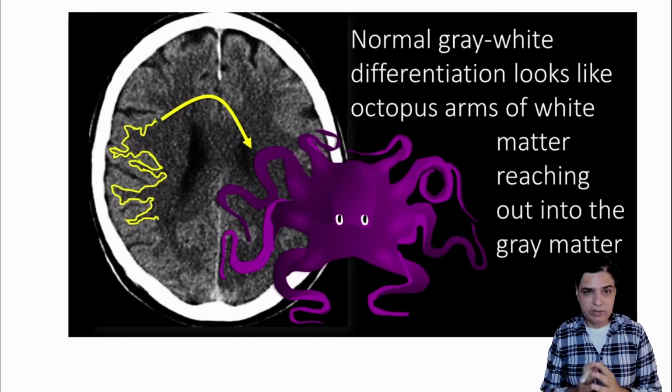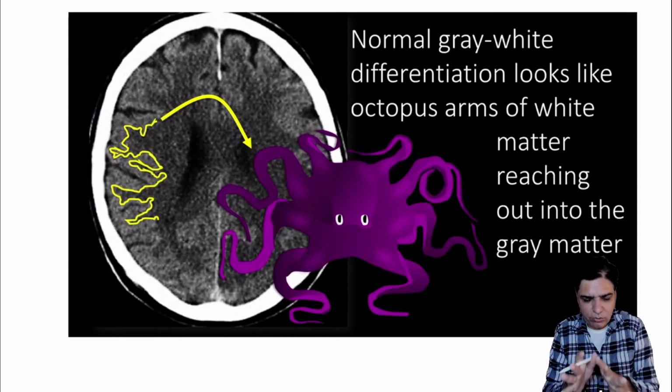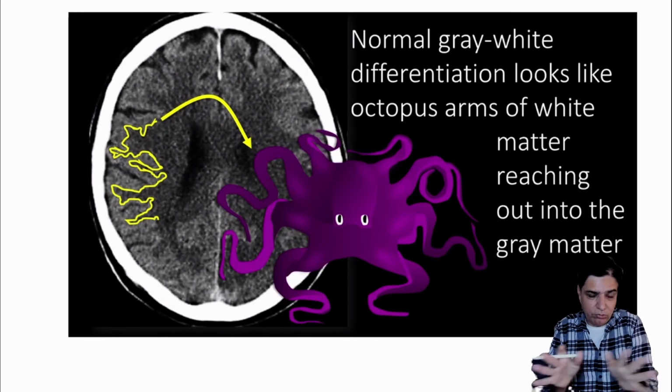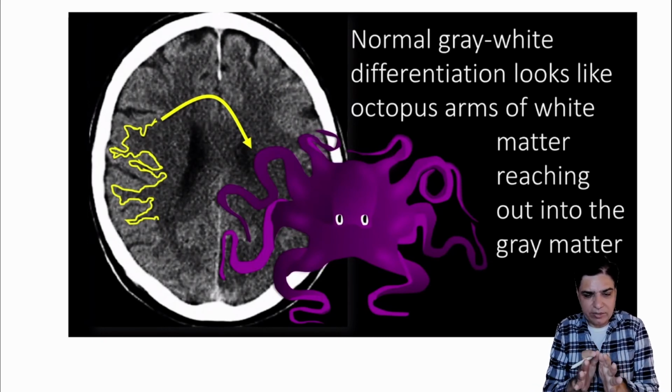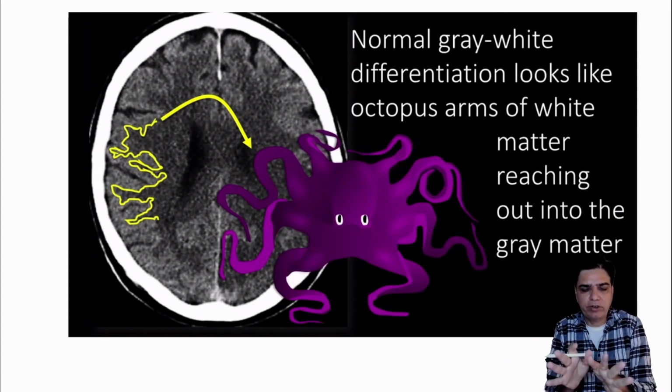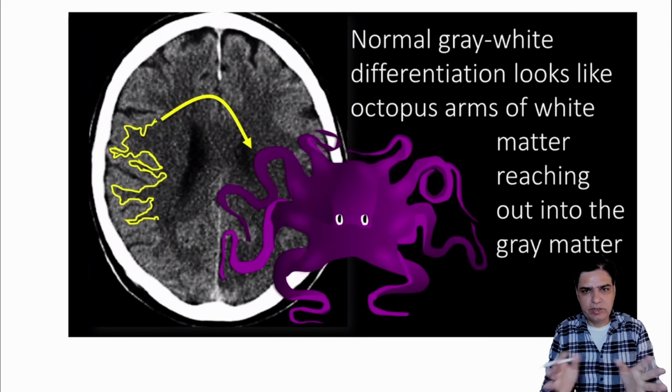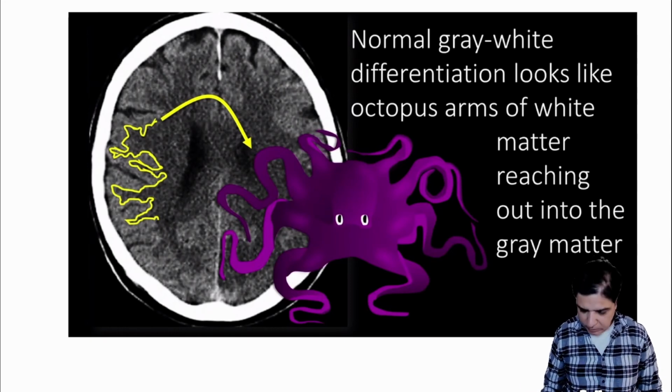But there is one more thing that can help you. Normally, if you look at a normal CT scan, there is some form of gray and white matter differentiation, in the form of finger-like projections of the white matter going into the outer areas of the cerebral cortex. It's just like the tentacles of an octopus radiating bilaterally into the subcortex. So this is a normal differentiation, like the octopus arms. But let me go on to the next slide.